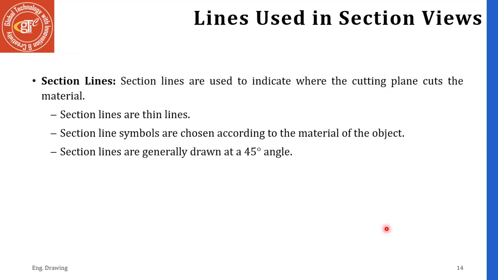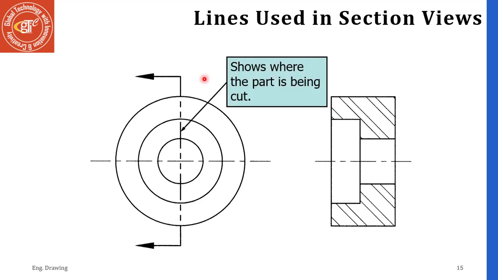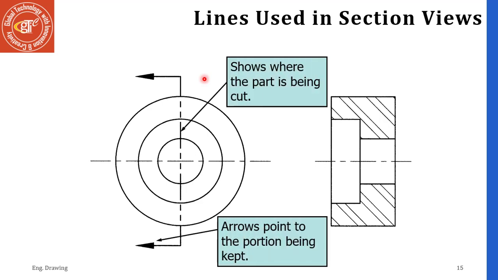Lines used in section views. Section lines are used to indicate where the cutting plane cut the material. Section lines are thin lines. Section line symbols are chosen according to the material of the object, and the angle of drawing the section line is 45 degrees. Here you can see the part is being cut and the arrow points to the portion being kept.